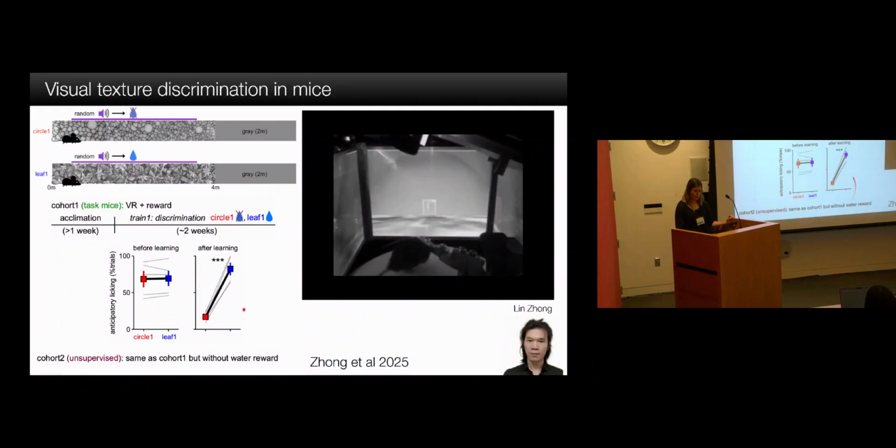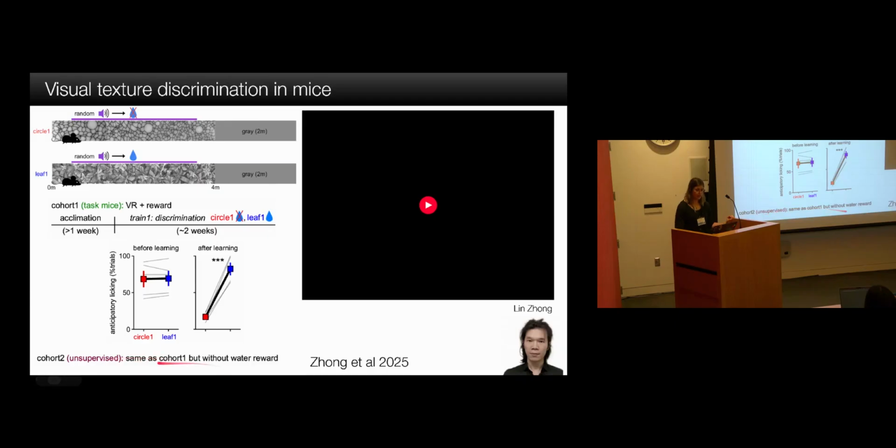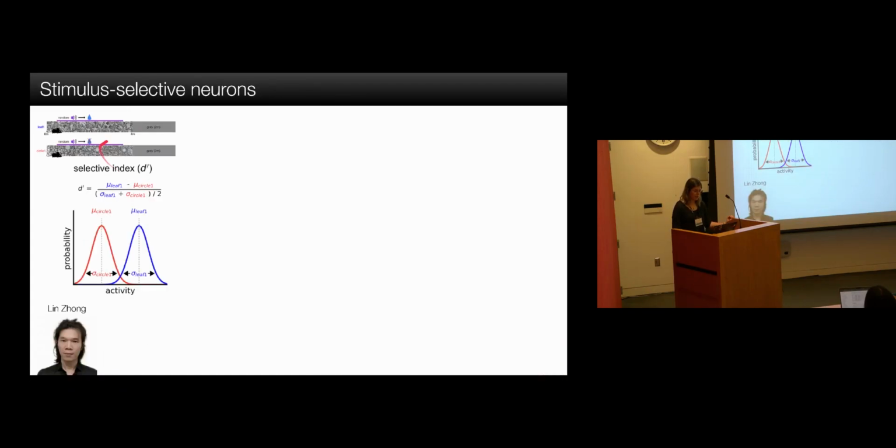And what we also did to try to understand these representations, so we had task mice that were trained in this task with water reward in the leaf corridor, and then we had another set of mice that ran through these same corridors, had these sound cues, but were never given rewards. And so we can compare representations between these task mice and these unsupervised mice as well. So to look at these representations, we looked first at the stimulus-selective neurons and where they might be in the brain before and after the mouse learns this task.